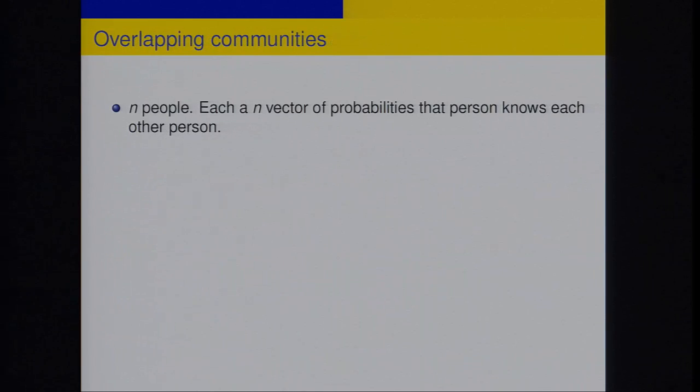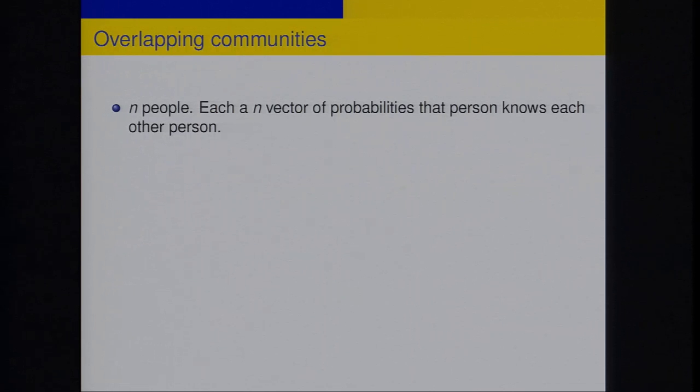Okay. So I want to give you one more example, overlapping communities, where noise in a sense swamps the data. So n people, each is an n vector of probabilities. Well, a person is represented by the probability that the person knows each other person, right? So it's an n vector of probabilities.